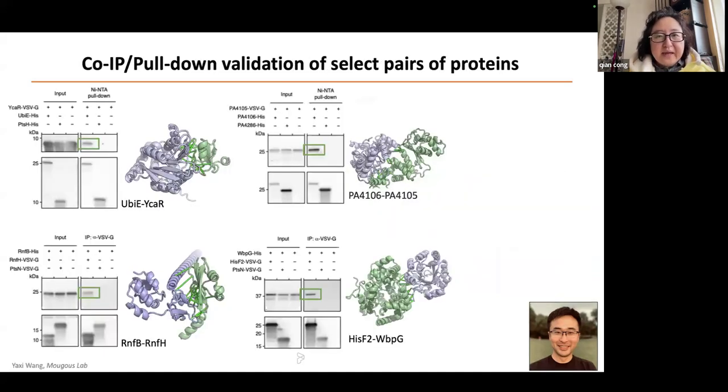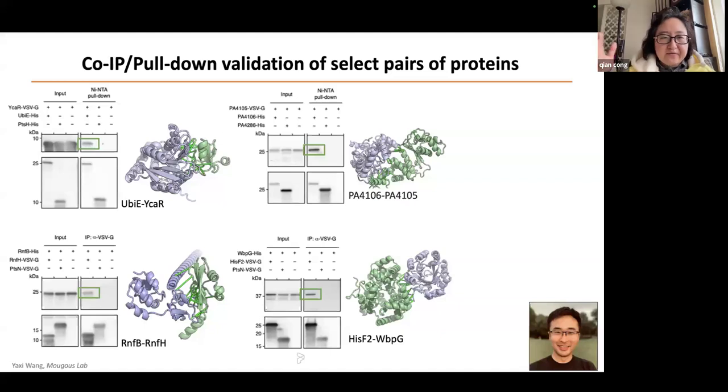And we further expanded our experimental tests to use pull down assays. Using pull down assays, we tested 6 pairs, and 4 of them got positive results, so they were shown to be interacting. Although for one of them we did not detect the interaction, we think they should indeed interact, but their interaction was just too weak to be detected by experiments.